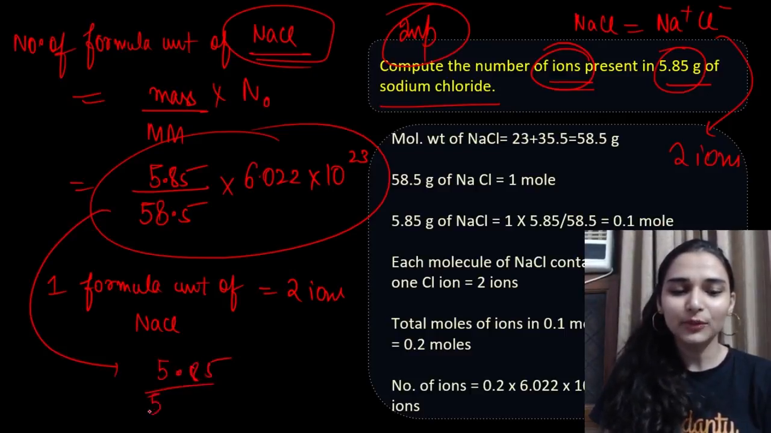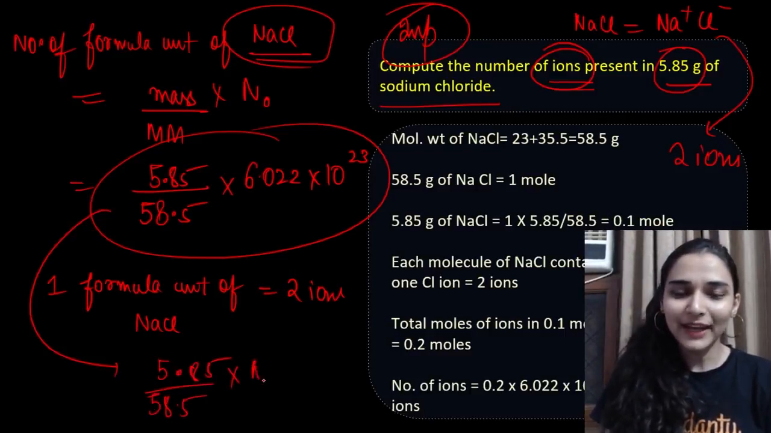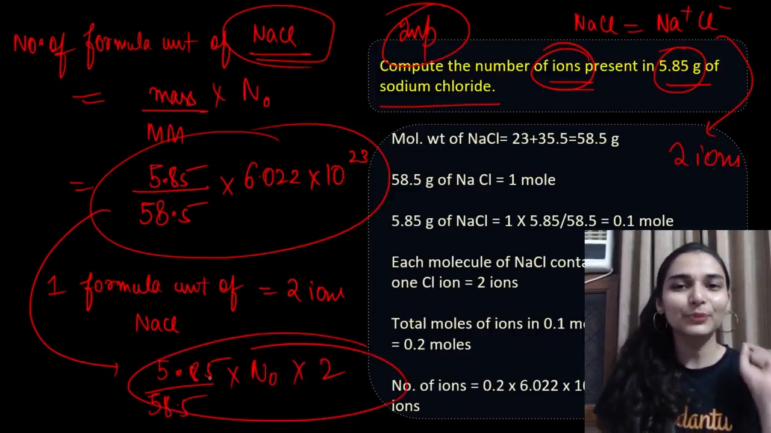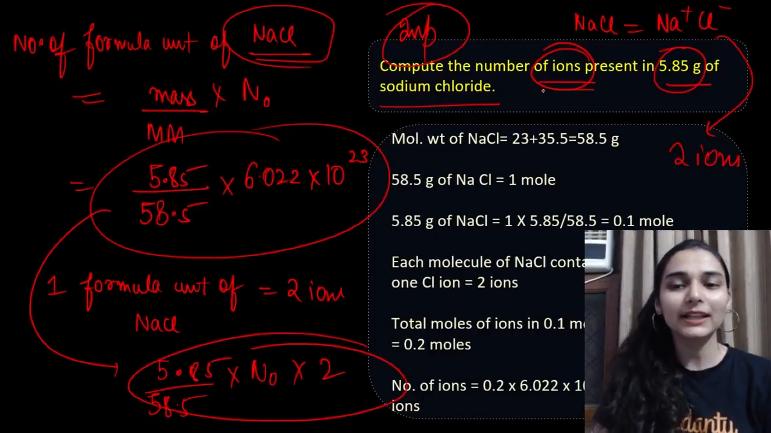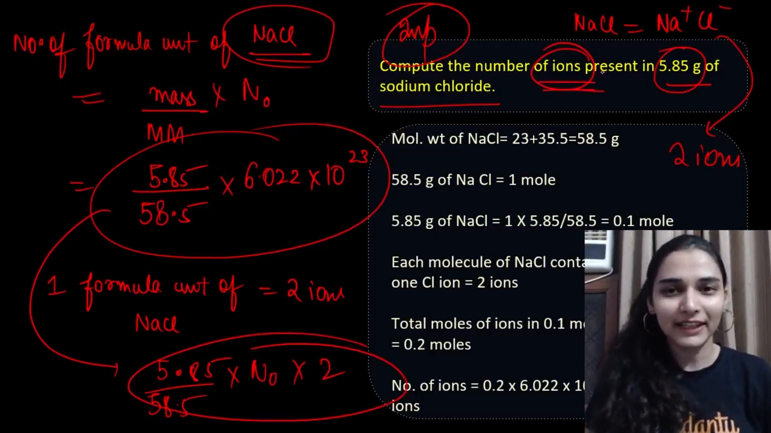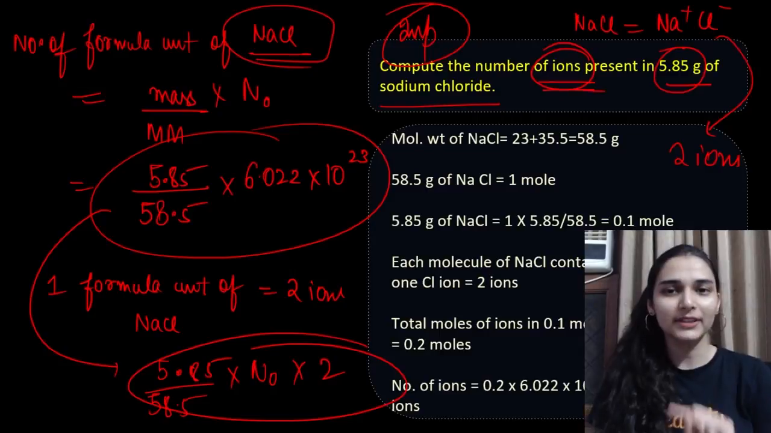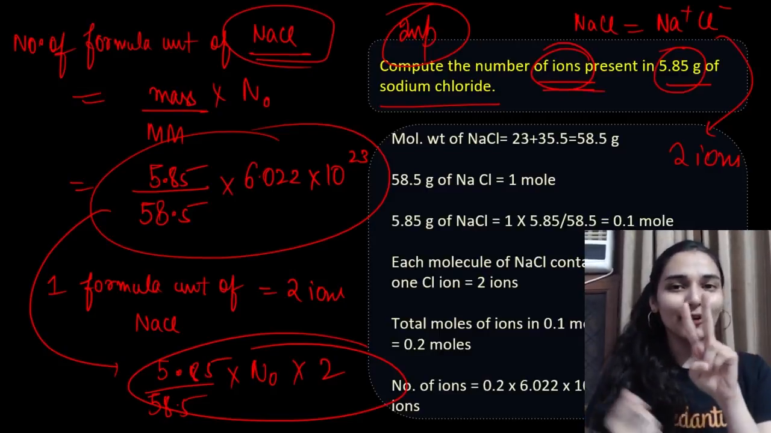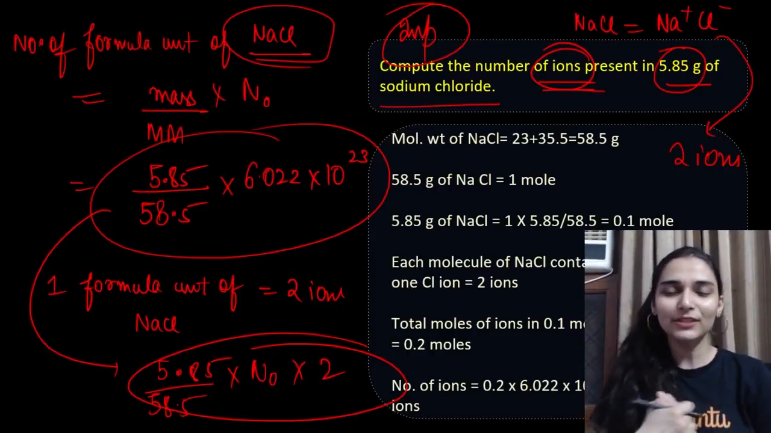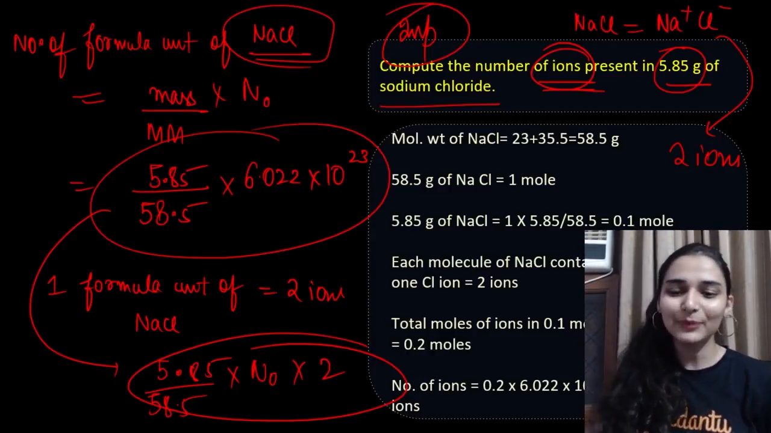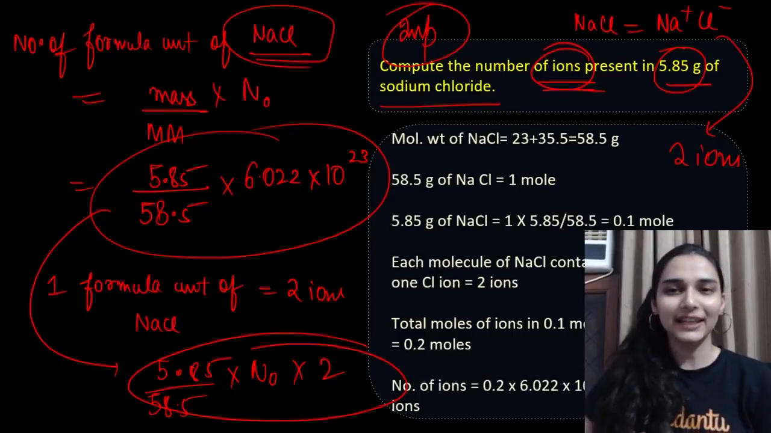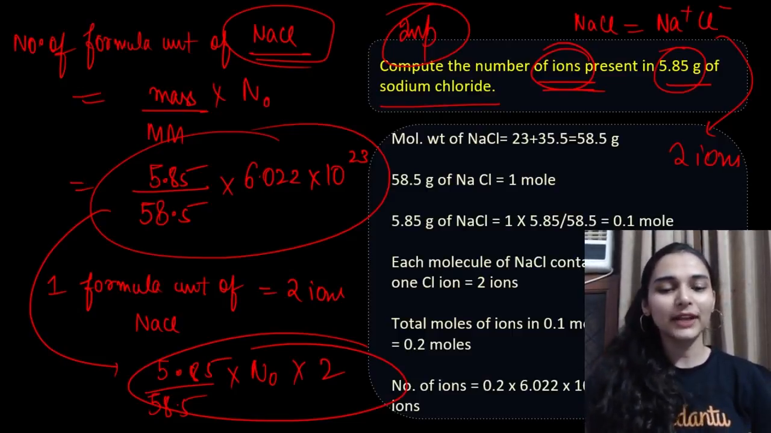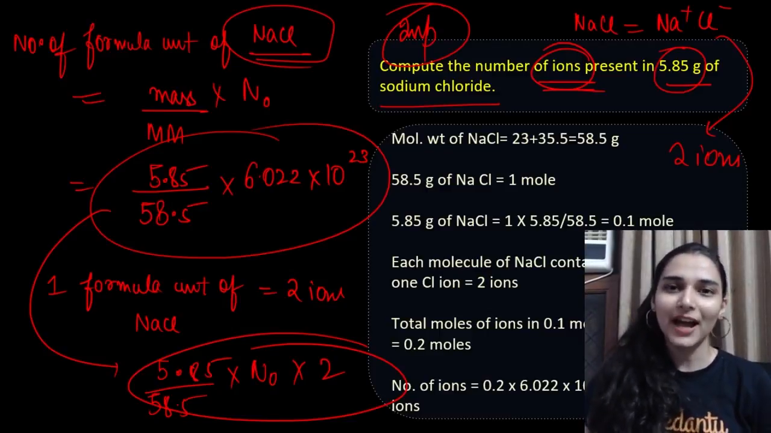5.85 divided by 58.5 multiplied by Avogadro multiplied by 2. That will be your final answer, because the question is not asking about the formula units of NaCl but about the ions. So you know that one formula unit of NaCl is having 2 ions. So these many formula units would be having how many ions? Multiplied by 2. This will be your final answer: 1.2044 into 10 raised to 23 ions.